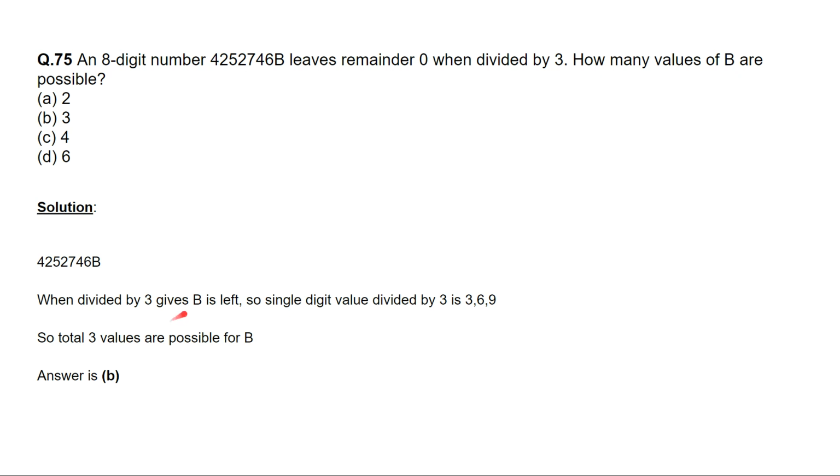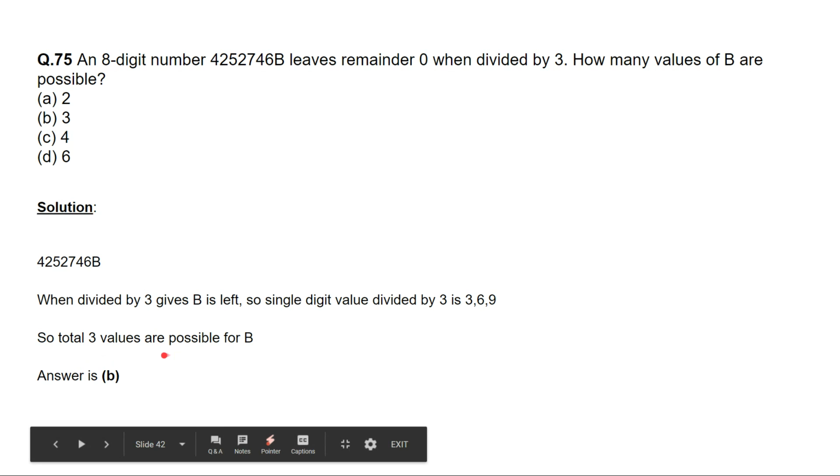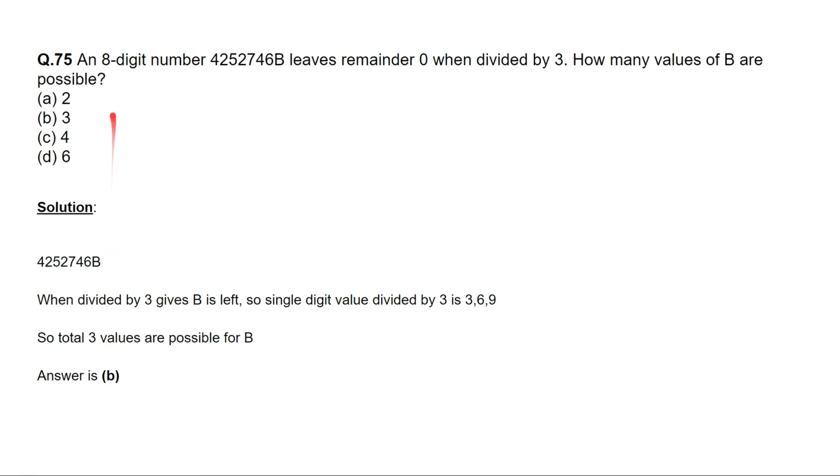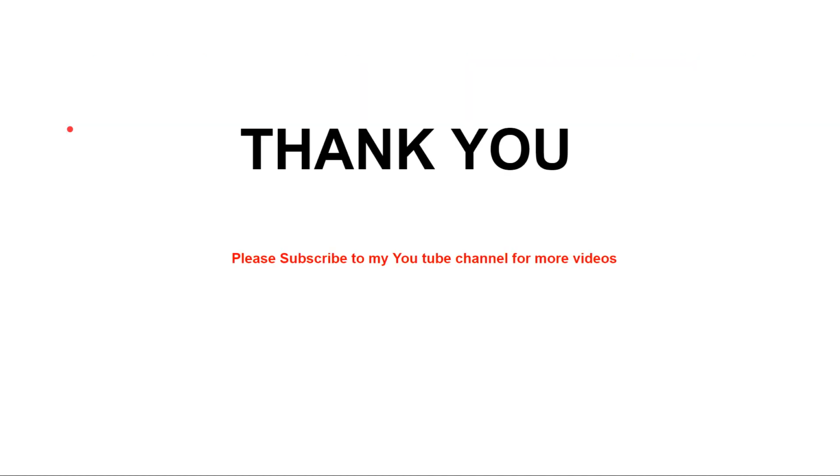Okay, so this is an 8-digit number. If divided by 3, it leaves a remainder of 0. So now we have to find how many values of B are possible. So if you divide this by 3, you are getting remainder as B. So you have to see what are the single digit B multiples. So you are having 3, 6 and 9. So there are a total of 3 values which are possible for B. So B is going to be the correct answer.